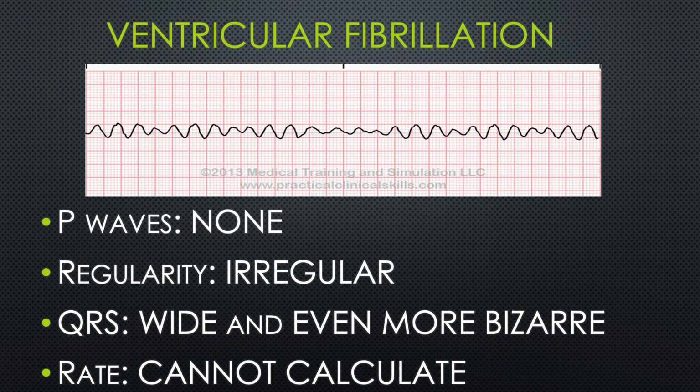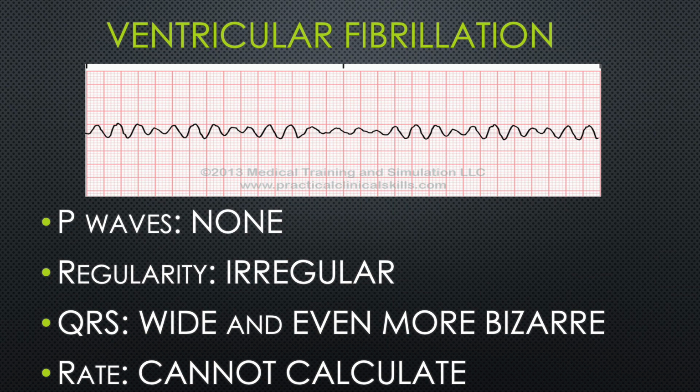So remember I said we were going to compare ventricular tachycardia to ventricular fibrillation. So let's break this one down. Ventricular fibrillation, P waves. Do you see any P waves? Nope, I don't know what the heck's going on here. Let's keep going. Regularity? There's nothing regular about this rhythm. It's just crazy. It looks like a scribble. QRS? I don't even know what the QRS is, but it's something wide and it's even more bizarre than the last one. Rate? I cannot even calculate the rate, but it looks like something crazy is going on.